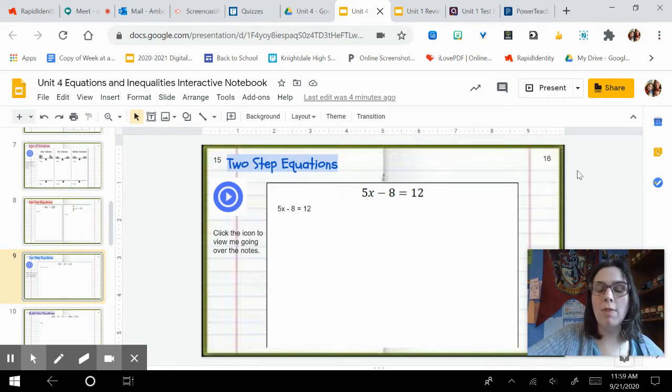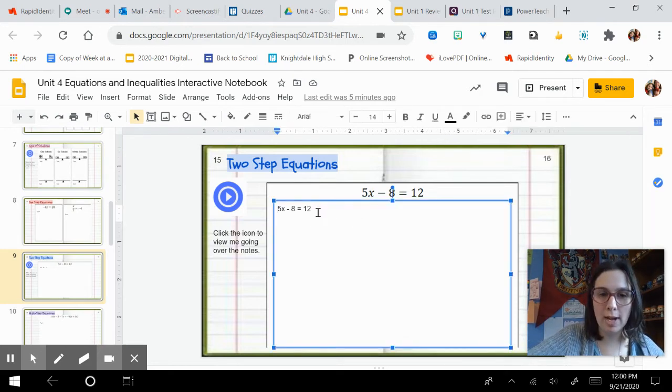So this equation is 5x minus 8 equals 12. The last thing that was done was minus 8. Now I have to think about what operation is opposite of minus 8, and that is plus 8. So we're going to add 8 to both sides. That's 8, that's 8. And then we're going to bring down the 5x because we haven't done anything with it. Now minus 8 plus 8 are inverses, so they cancel out. 12 plus 8 is 20.